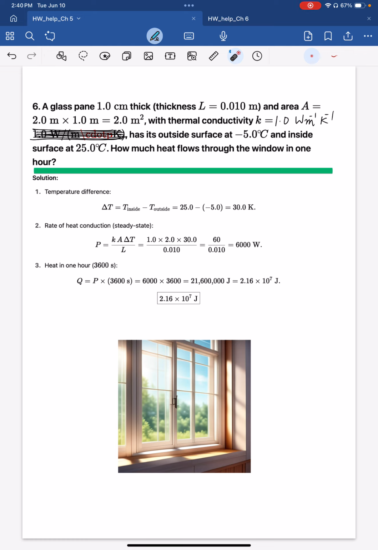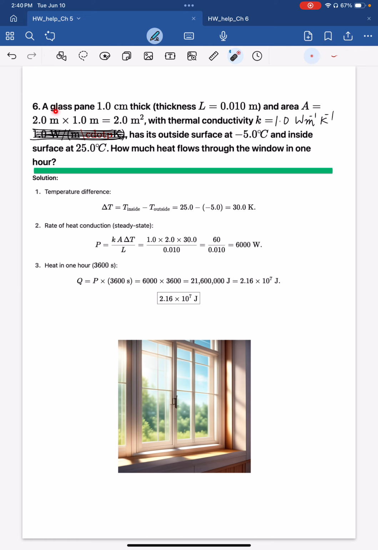For sure, you can see that its outside surface is at -5 degrees Celsius. So it's very cold outside. And inside is at 25.0 Celsius. So it's winter. And you have to find the heat flowing through the window in 1 hour. Be careful about this. So how much heat is escaping from the room to the outside in 1 hour?